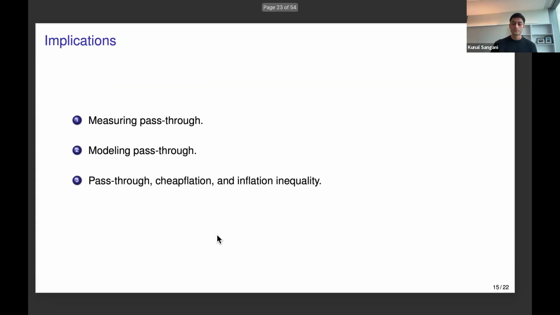Now, let me take my final couple of minutes to tell you why this pass-through in levels matters for macro. I'm going to argue that pass-through in levels matters for measuring pass-through, for modeling pass-through, and then for understanding some recent price dynamics during the post-COVID inflation.